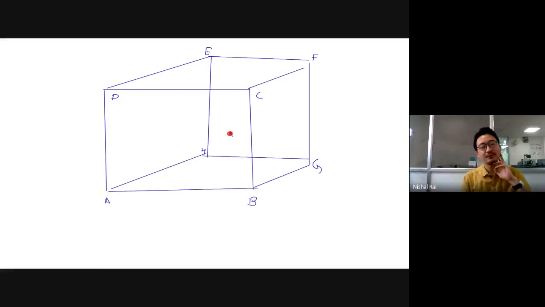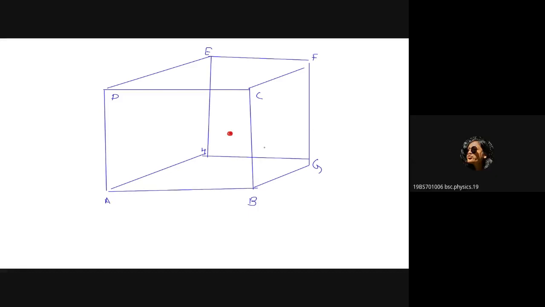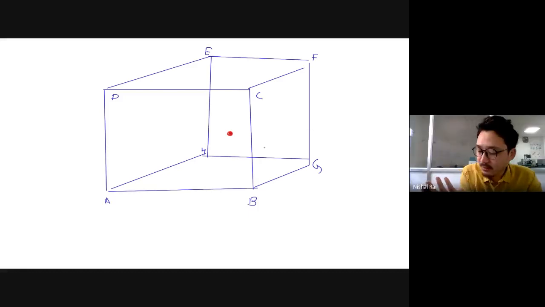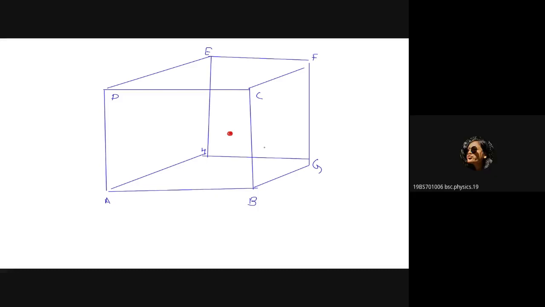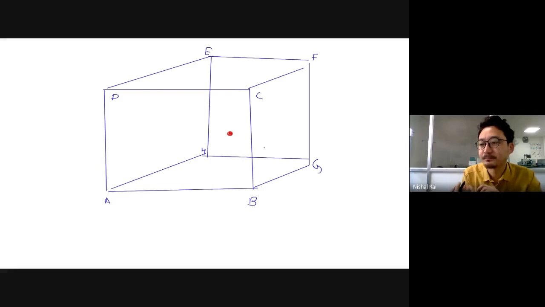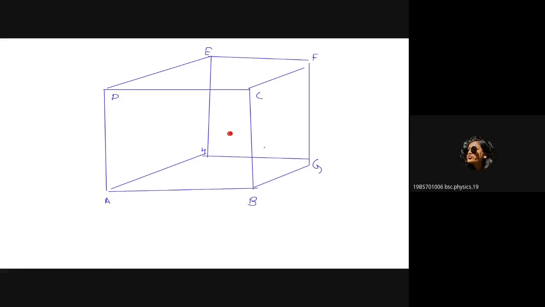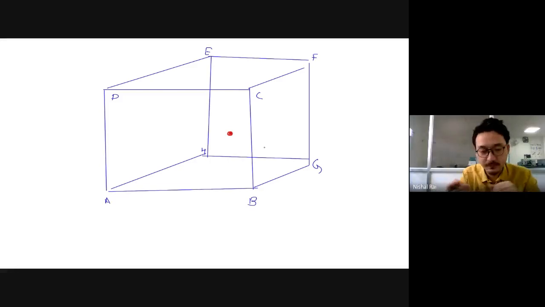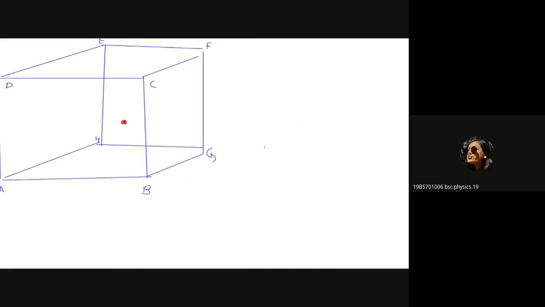In how many different ways can this molecule move? Three. Yes, three, because it depends on your dimension. It can move in the X, Y, or Z direction. So how many velocity components will there be? Three. And what are those? Vx, Vy, Vz. Yes, sir.